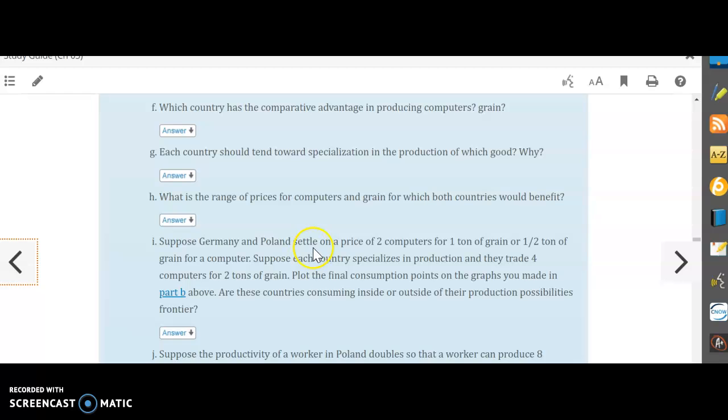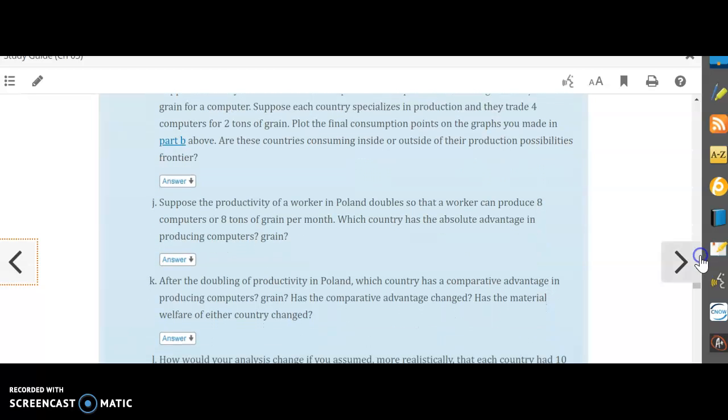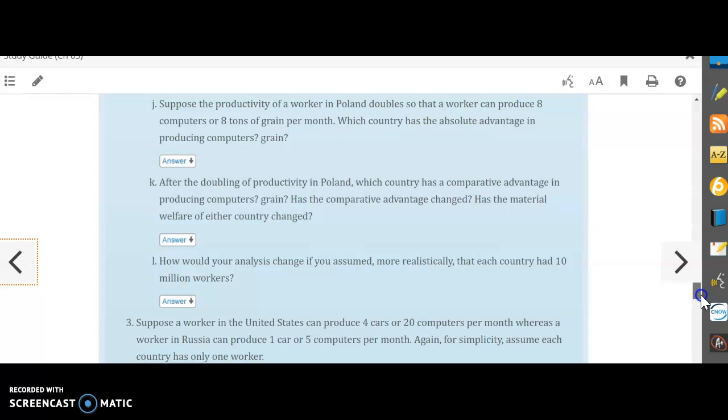And suppose they settle on a price of two computers for one grain. Okay, and I want us to plot the consumption point if they trade 4 computers for 2 grain. Okay, and let's see. Suppose productivity of a worker in Poland doubles. What happens to absolute advantage and comparative advantage? Welfare inside the country, and so on and so forth.